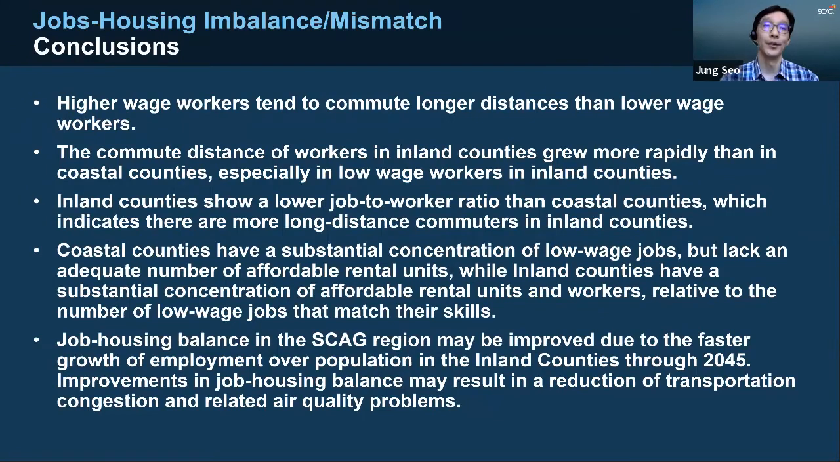As a summary of the analysis results, this is a summary of some highlights from our study. Higher wage workers tend to commute a longer distance than lower wage workers. We also observed the commute distance of workers in inland counties has grown more rapidly than in coastal counties. And inland counties show a lower job to worker ratio than coastal counties, which indicates there are more long distance commuters in inland counties.